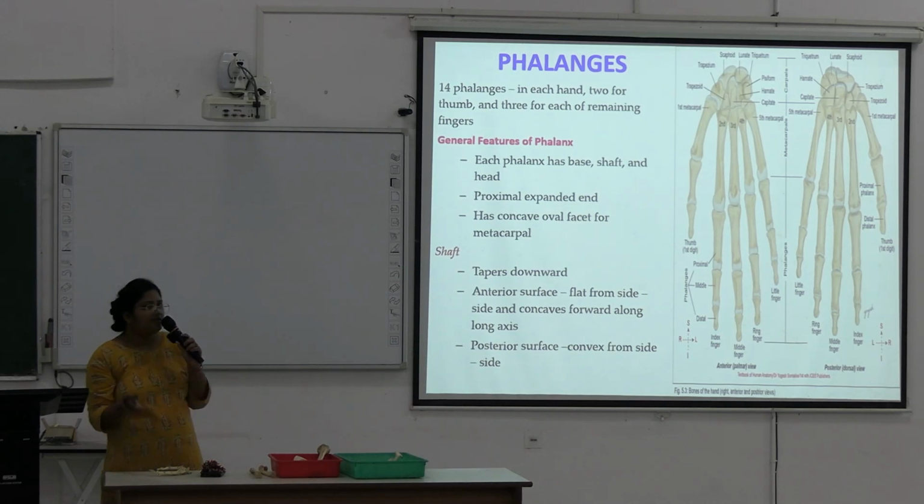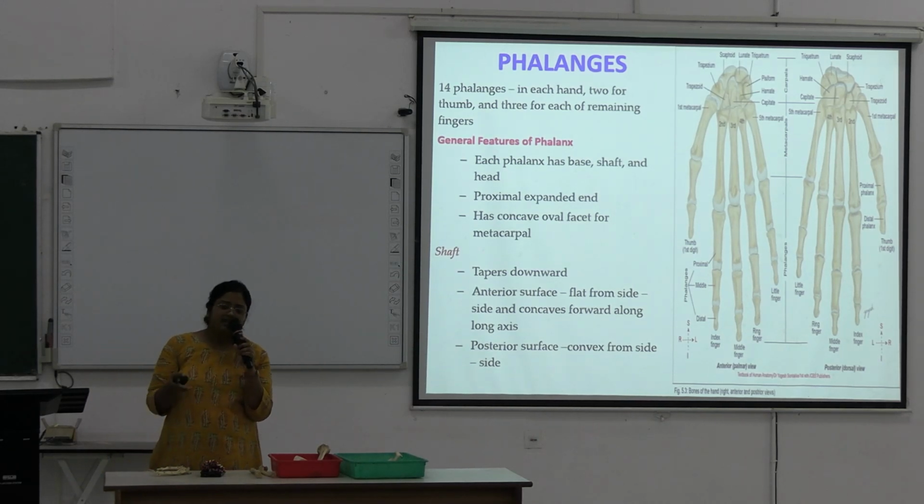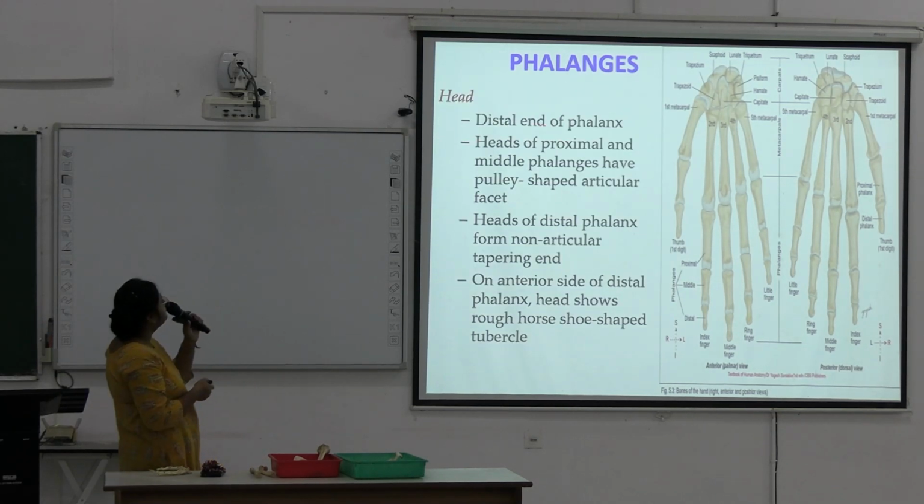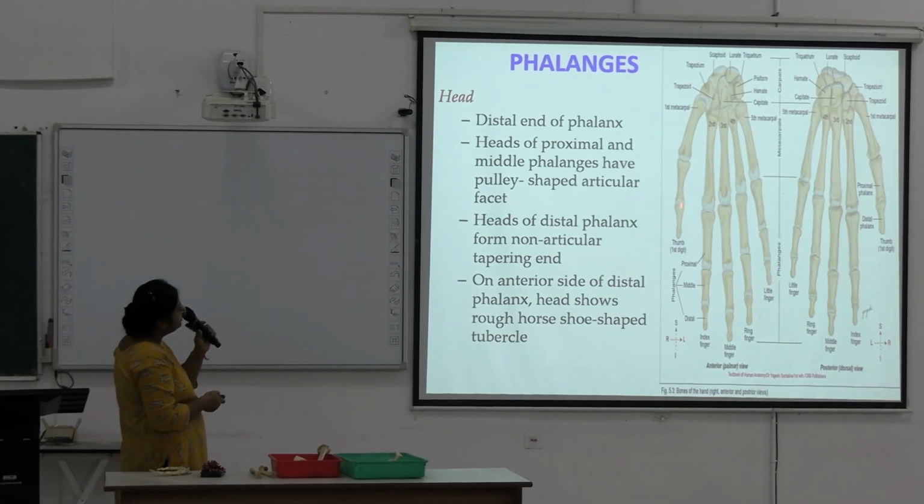So you are seeing that for metacarpals and phalanges, the anterior surface is concave. That is why the concavity of the palm is maintained. And the head is the distal end of the phalanx. So this part is the head of the phalanx.